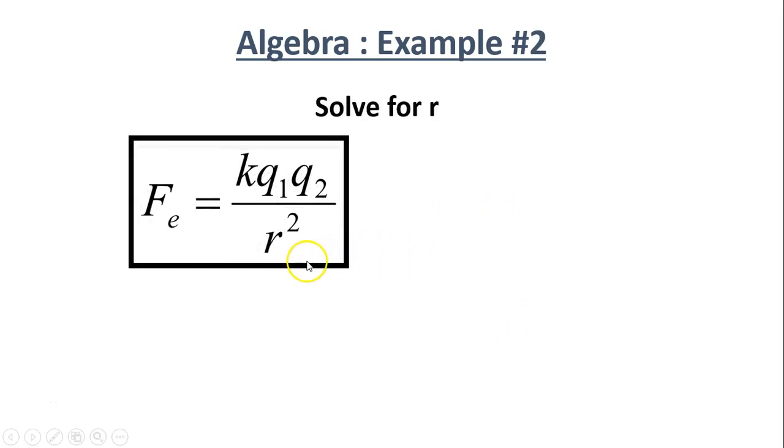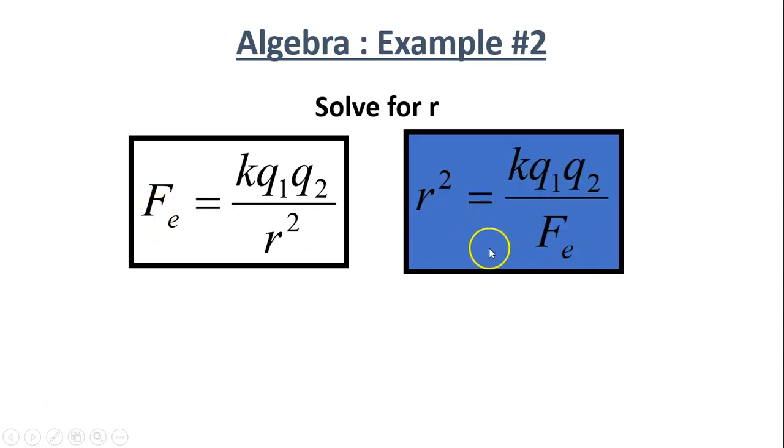Example 2, solve for r. How do we solve for r? Again, in this case r is in the denominator. In order to solve for r, we need to change it into the numerator. So to do that, we multiply r squared on both sides. Then we have to divide by Fe. After that, you will get this expression.